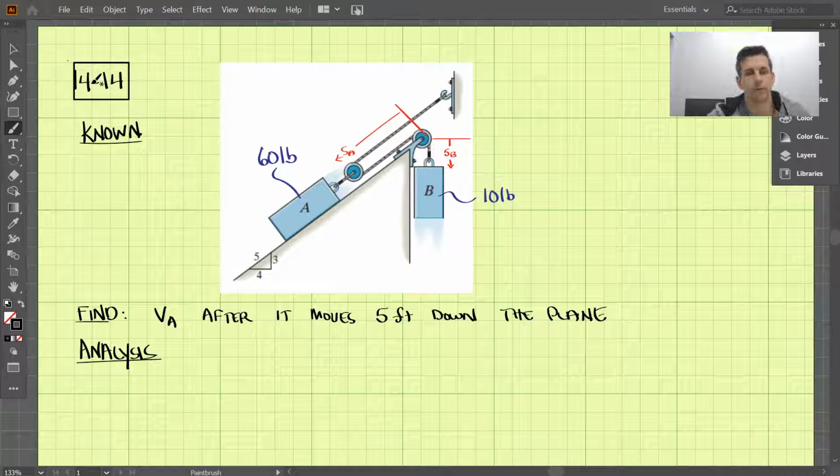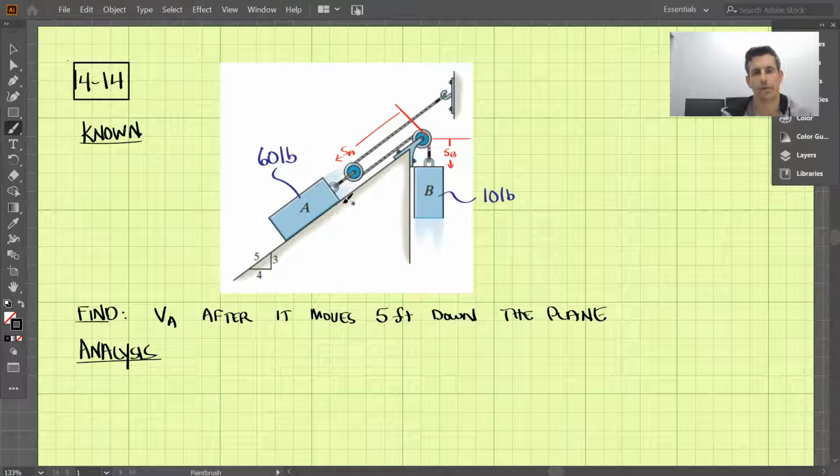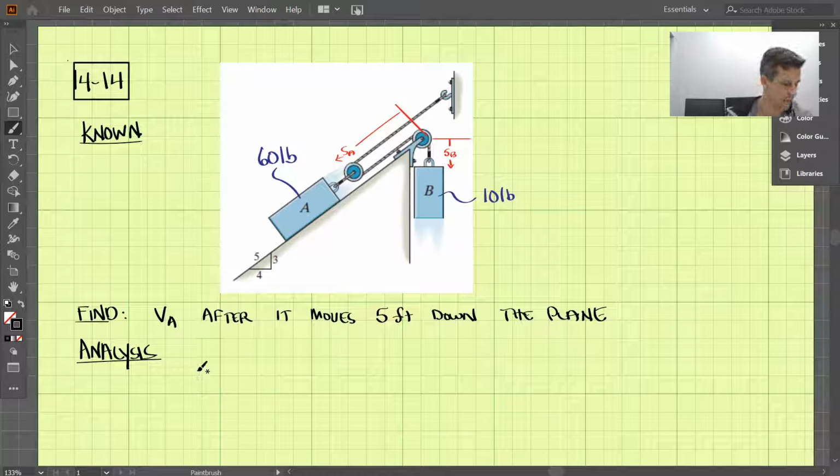Okay, this is 1414, and we're given this situation where we have this pulley system, and we have blocks A and B. Block A weighs 60 pounds, block B 10 pounds, and we're given this angle like this. And we're trying to find the velocity of A, this block over here, after it moves down the plane 5 feet. So after it slides down 5 feet here, we're looking for the velocity of A.